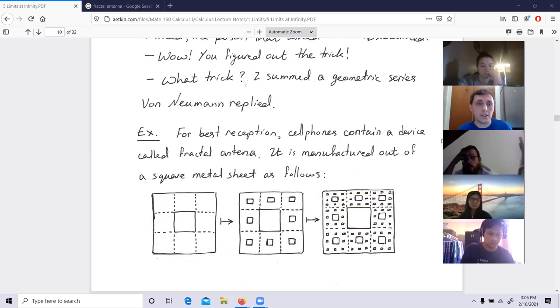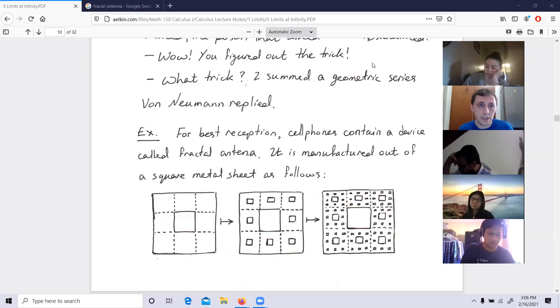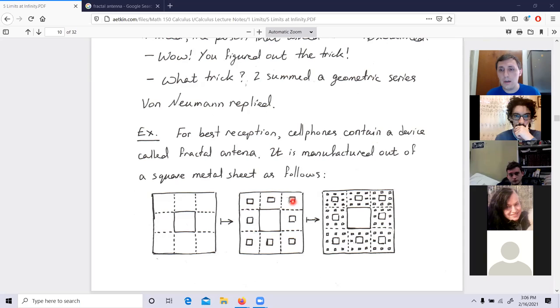You see, how much do I recycle here? I recycle 1/9. You agree? 1/9 of this metal square sheet I recycle here. How much do I recycle here? So it's 1/9 plus, what's the size of this square?